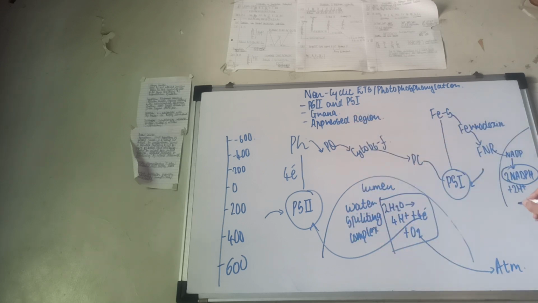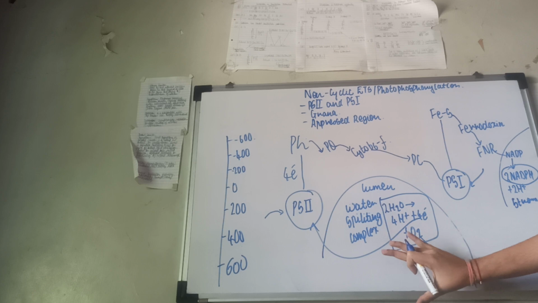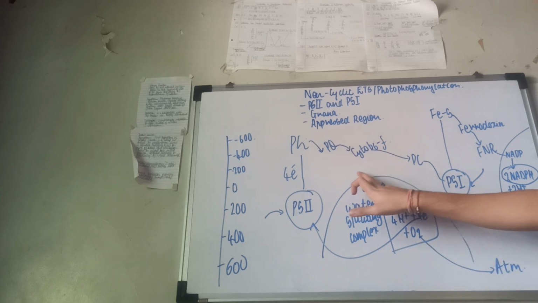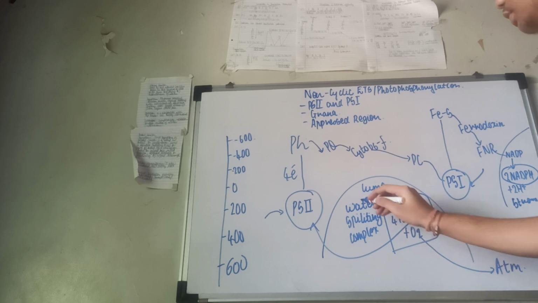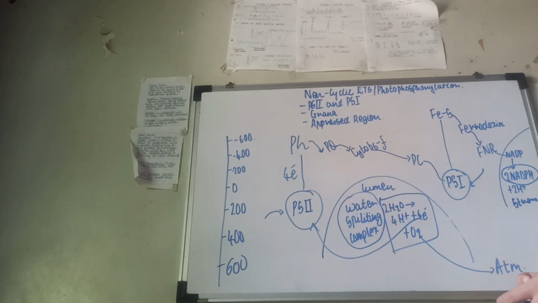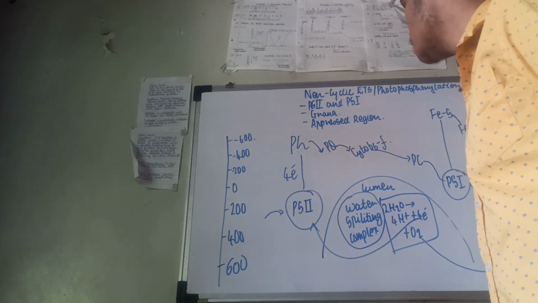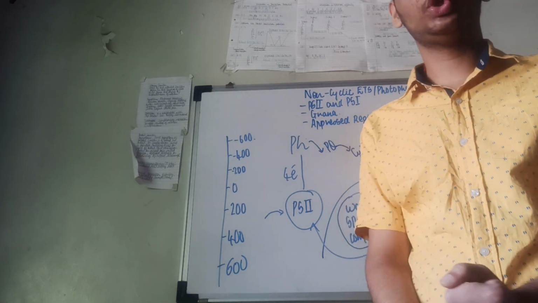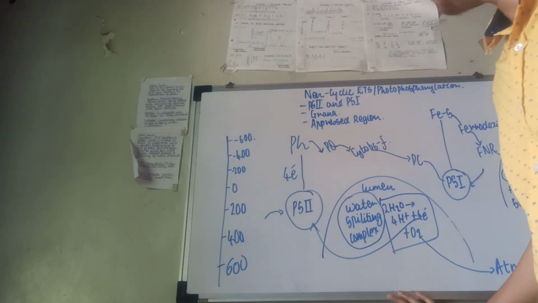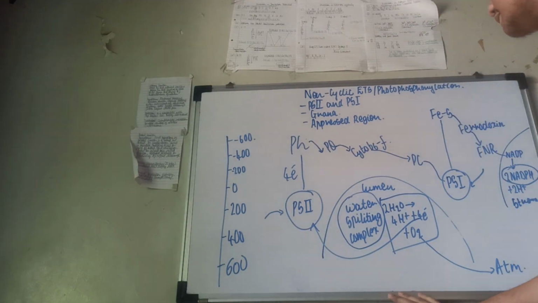So in stroma we have this. This is the thylakoid membrane, and the water splitting complex is in the lumen here. So this was non-cyclic photophosphorylation or ETS. Now let's see cyclic ETS, which is different from it.